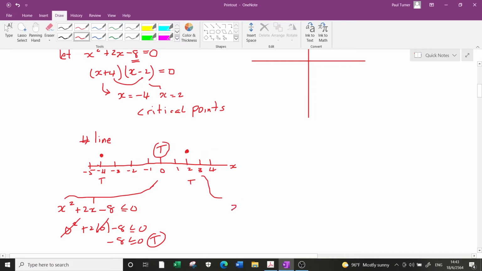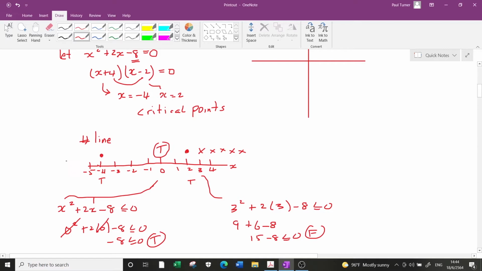So put them in, 3 squared plus 2 times 3 minus 8 less than or equal to 0, true or false? 3 squared is 9 plus 6 minus 8. 9 plus 6 is 15 minus 8 less than or equal to 0. This is going to be false, isn't it? Because 15 minus 8 is a positive number. So 3 is false, which means all the other numbers are going to be false on this side here.